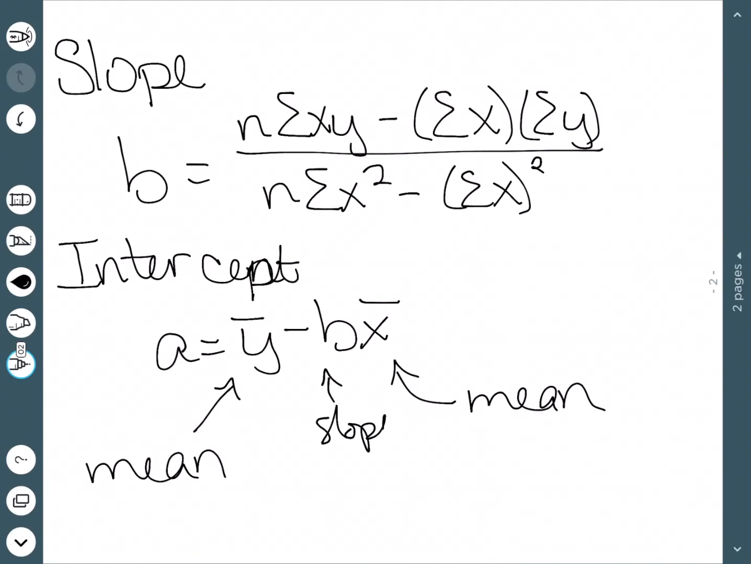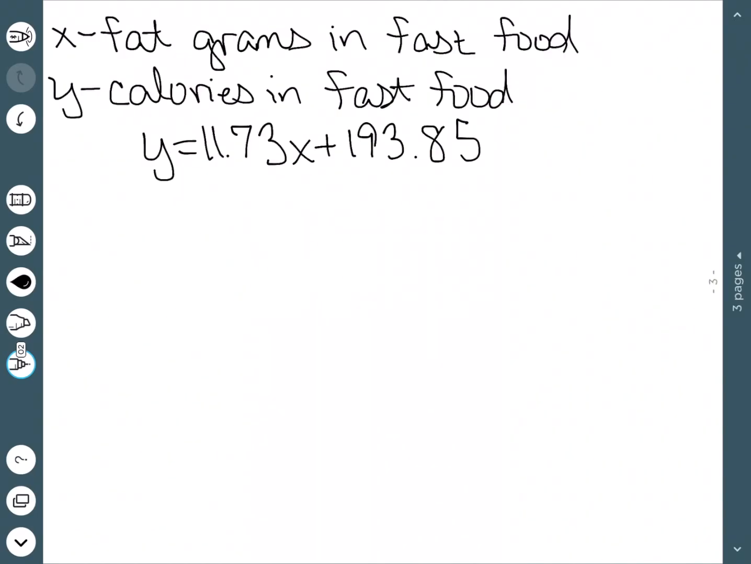So while I'm not going to do any examples of actually calculating this line of best fit, it is important to see how it's used. So I'm going to do examples to show you why we might want to find this line in the first place. Here, I'm letting x be the number of grams of fat in some fast food, and y is then the calories in that same food. And we have our regression line. We have our slope 11.73 and our y-intercept 193.85.